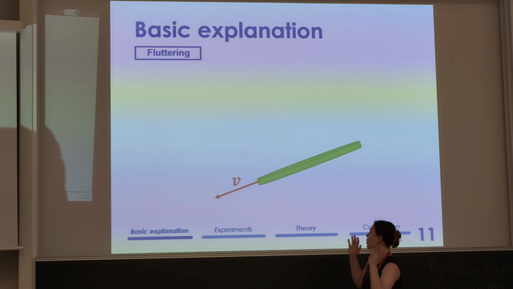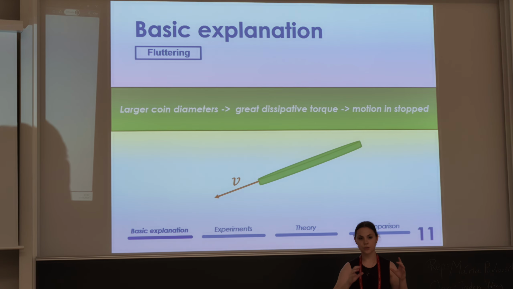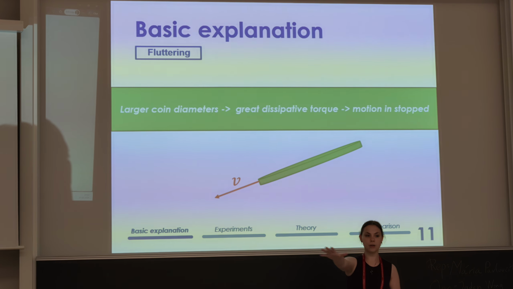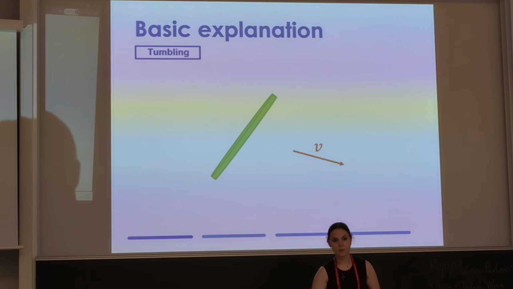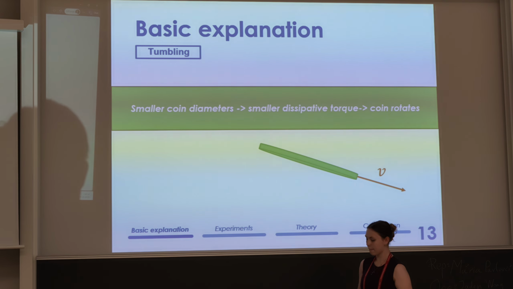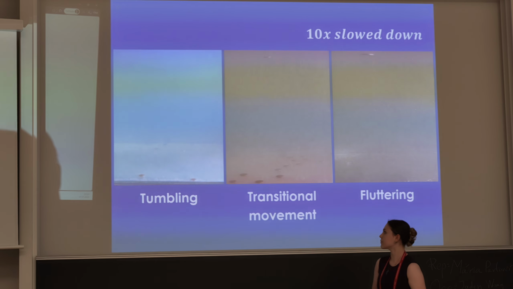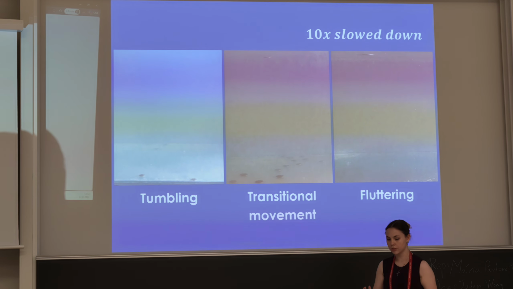When we have coins with large diameters, the dissipative torque is greater. So the motion gets stopped and the coin flutters. But when we have coins with smaller diameter, the dissipative torque is smaller and the coin is able to tumble. For the demonstration, these are the three types of motions that I was able to observe.